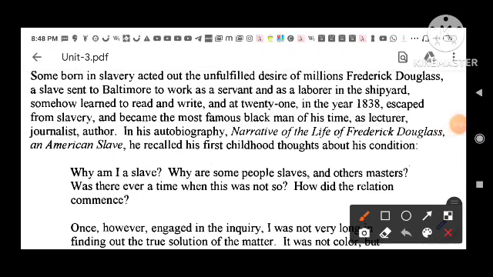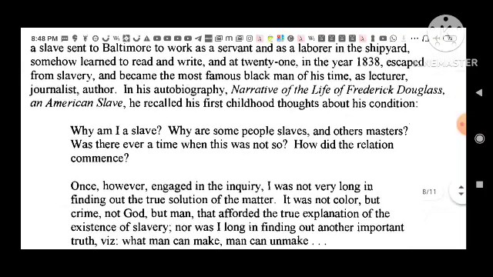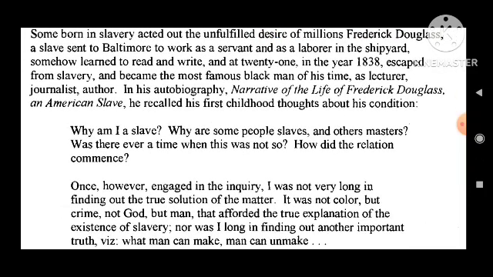His autobiography is Narrative of the Life of Frederick Douglass, an American Slave. He recalled his childhood thoughts about his condition. Why am I a slave? Why are some people slaves and others masters? Was there ever a time when this was not so? How did the relation commence?